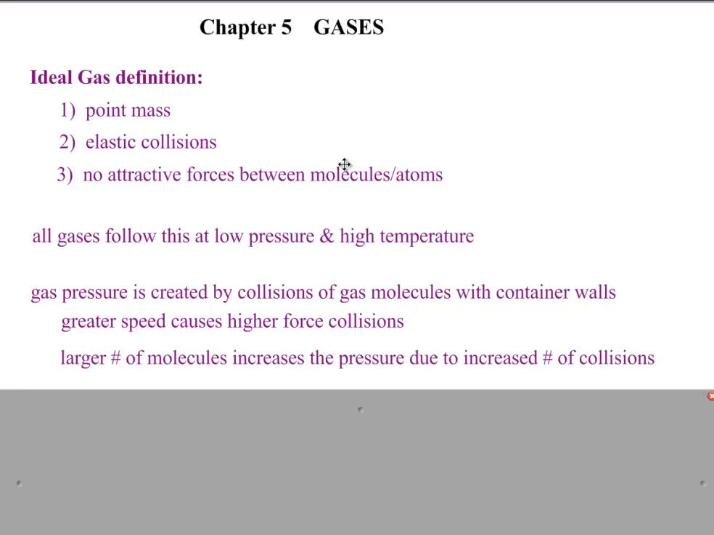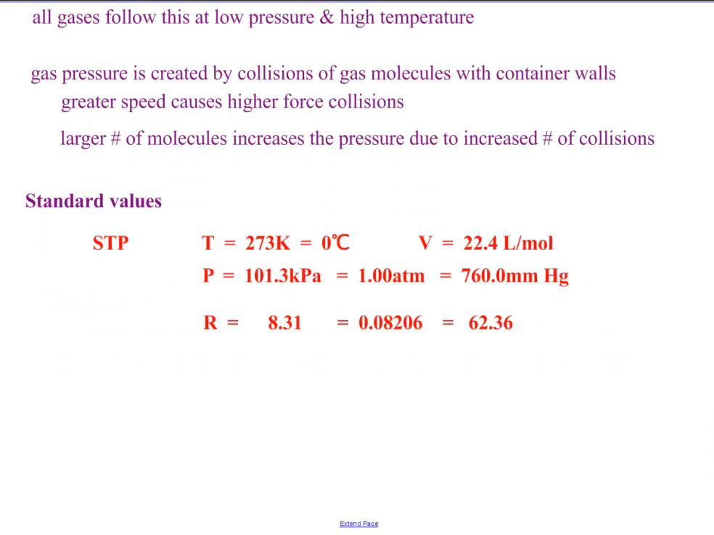Gas pressure is created when the gases collide with the walls of the container. And if there are more particles, there will be more collisions and the pressure will be higher. Or if the particles are moving faster, they'll collide more frequently with the container walls, and that will also give us a higher pressure.